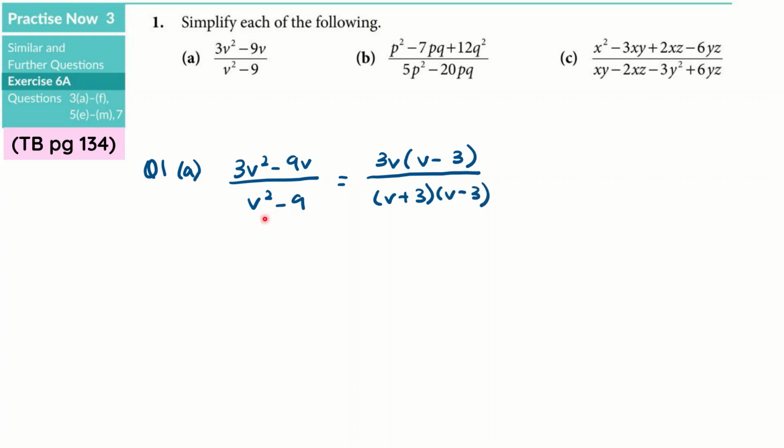Then, in our denominator, v squared minus 9, I hope it rings a bell to you that it is v squared minus 3 squared. Hence, we can apply our a squared minus b squared factorization to get (v plus 3) times (v minus 3). Now that we have factorized it in this manner, we observe for common factors between the numerator and denominator. There is a common factor of v minus 3 in both the numerator and denominator. Hence, we divide by v minus 3, and therefore our answer will be 3v over (v plus 3).